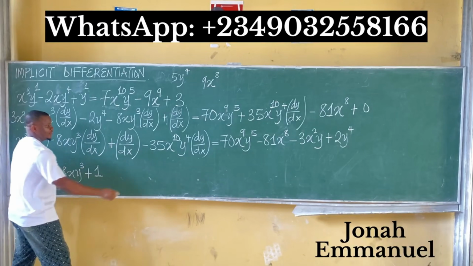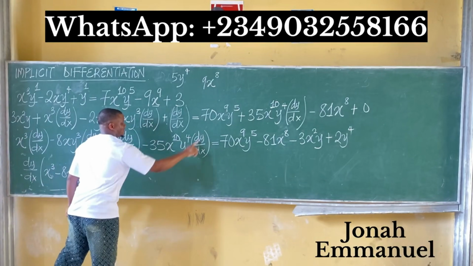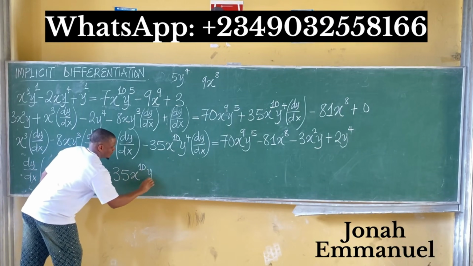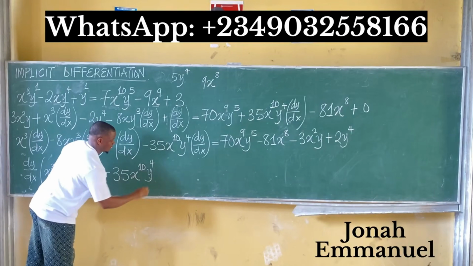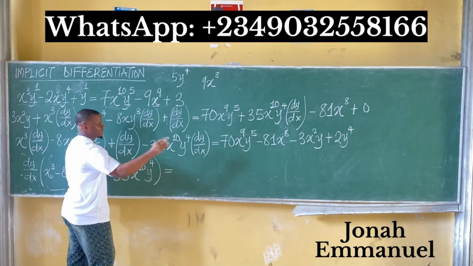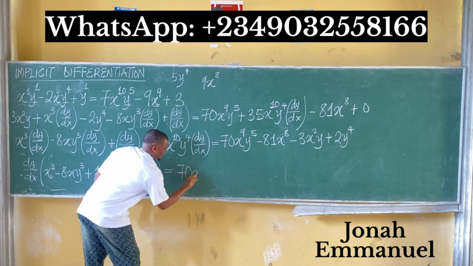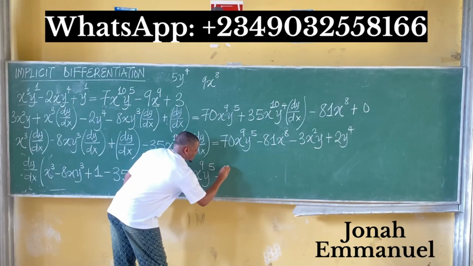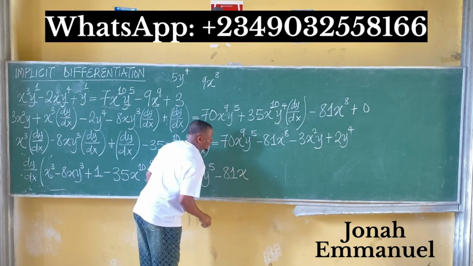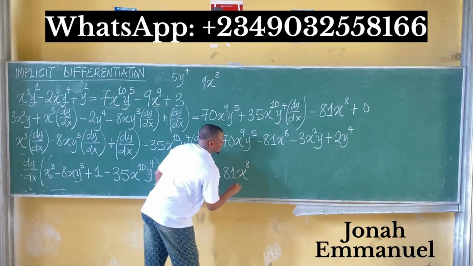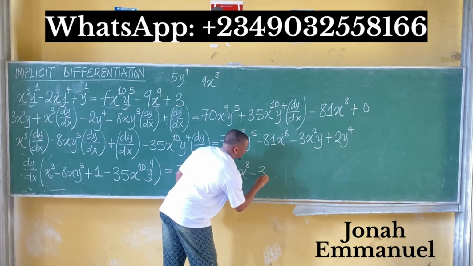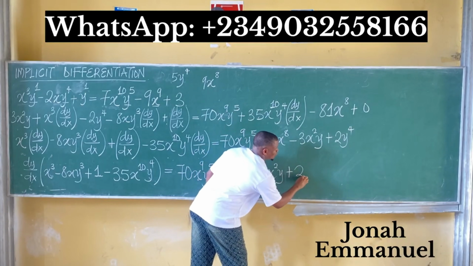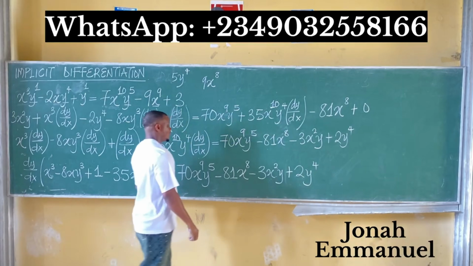There was a 1 here. Minus, remove the dy dx here. What do you have there? 35x to power 10 y to power 4. Is that all? Yep. So it's now equal to, repeat this, 70x to power 9 y to power 5 minus 81x to power 8 minus 3x squared y plus 2y to power 4. All right, so we have this.